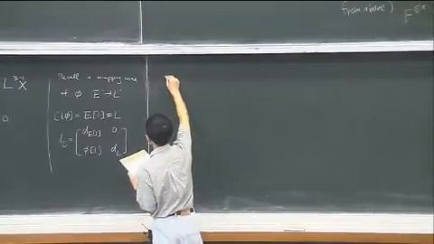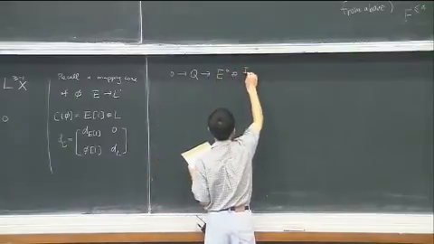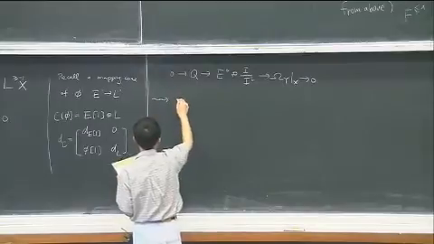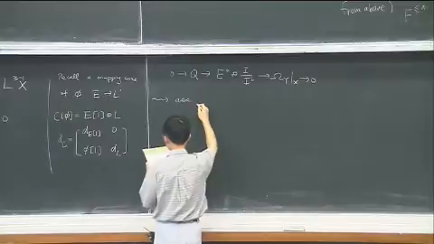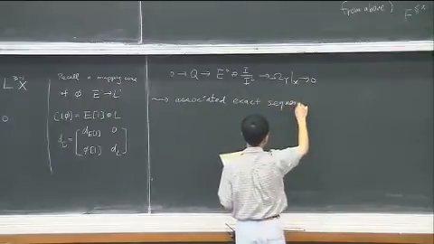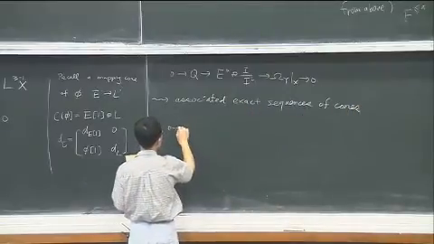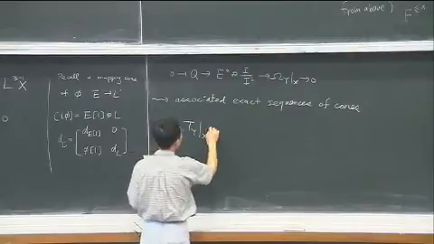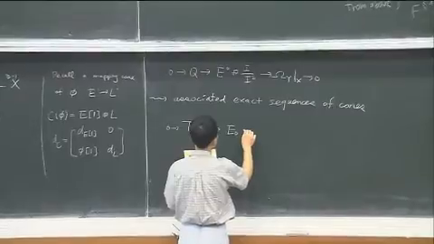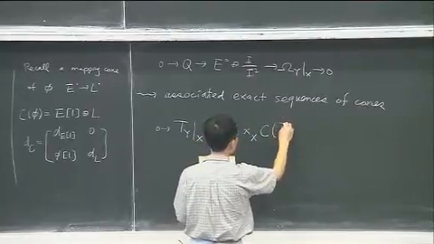an associated exact sequence of cones from 0 to Q to E naught plus I over I squared to Omega_Y to X. I will form the associated exact sequences of cones, which will be due to this, which will be T_Y to X. Then we'll call this E0. That is a cone.